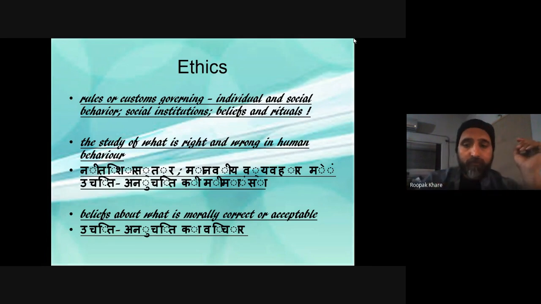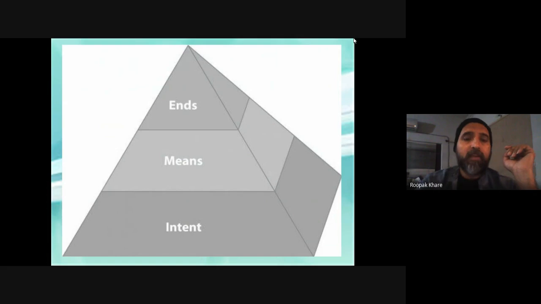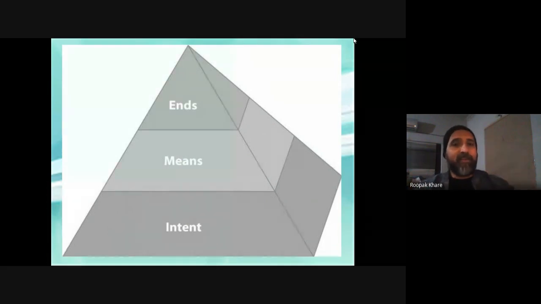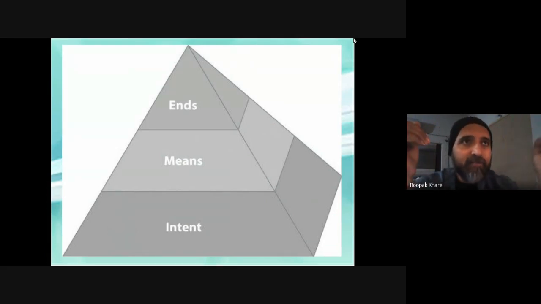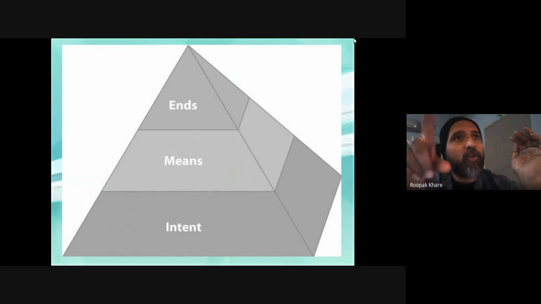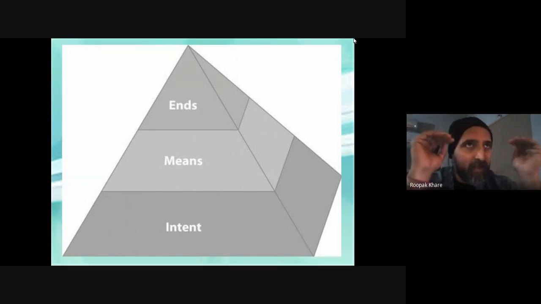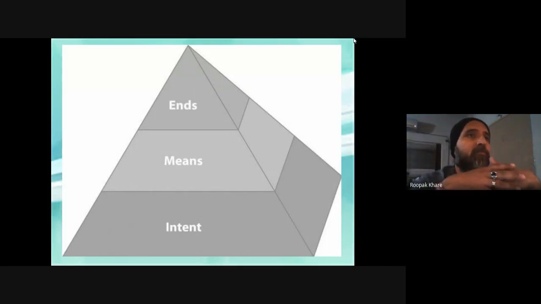Now, there are three major parts of ethics: your intention, the ways you do certain things, and the targets you achieve. Intent, means and ends. Ends certainly come at the top of the pyramid. Means in the center part of it. While intention is the foundation.